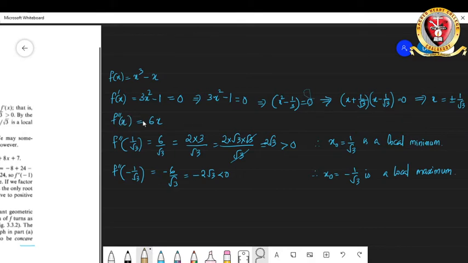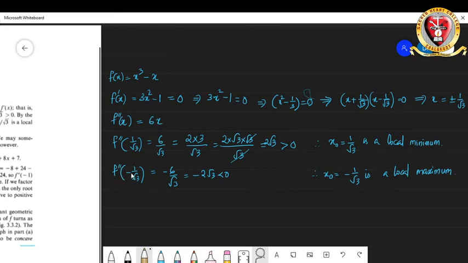Then you write f double dash of x, that is equal to 6x. Then substitute the critical points inside this f double dash of x. So here you have first of all f double dash of 1 by root 3. When you substitute, you get 6 by root 3. 6 can be written as 2 into 3, which is root 3 into root 3. Cancel out the root 3's from the numerator and denominator. You get in the end 2 root 3, which is strictly greater than 0. From the second derivative test, since f double dash of 1 by root 3 is strictly greater than 0, you get x naught is equal to 1 by root 3 is a local minimum.